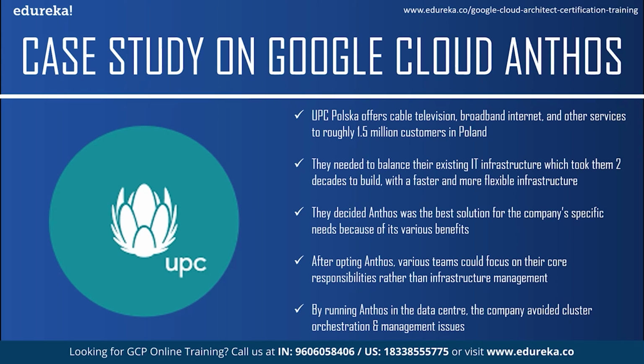Their various teams could focus on their core responsibilities rather than infrastructure management. For example, developers could focus on writing great code, while the operational team could use Anthos to effectively manage and run those applications anywhere. Also, the on-premises nature of the company's existing infrastructure made scaling and general maintenance difficult. By running Anthos in the data centers, the company gained the fully compliant Kubernetes experience necessary to avoid cluster orchestration and management issues, which included managing and scaling the containers.